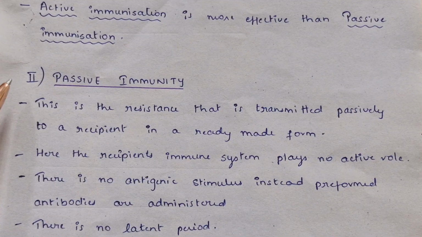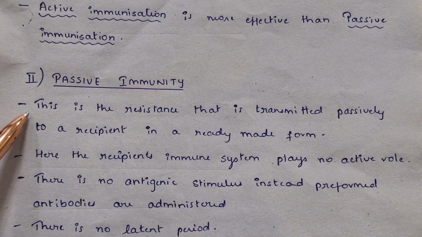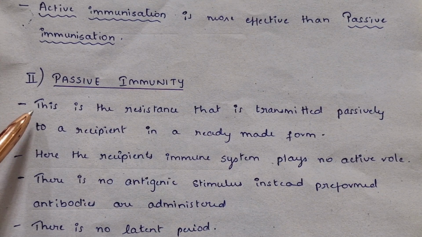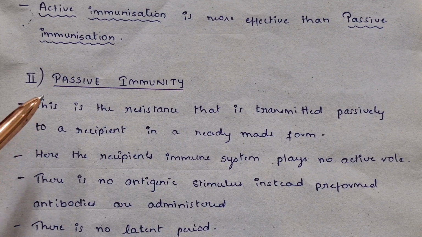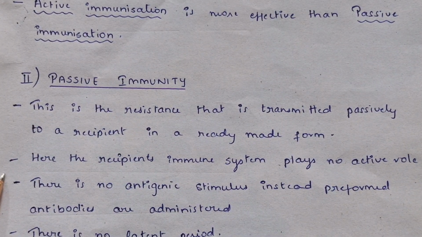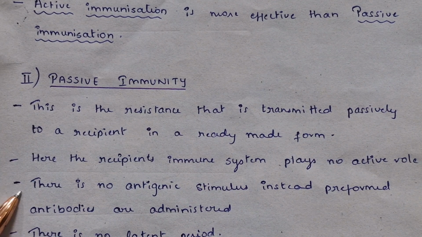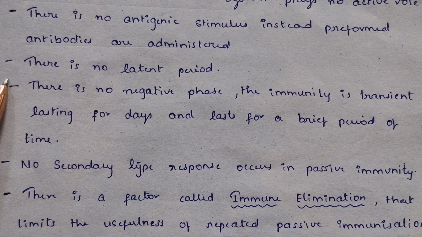The second one under acquired immunity is the passive immunity. This is the resistance that is transmitted passively to a recipient in a ready-made form. Here, the recipient's immune system plays no active role. There is no antigenic stimulus. Instead, preformed antibodies are administered. There is no latent period. There is no negative phase.